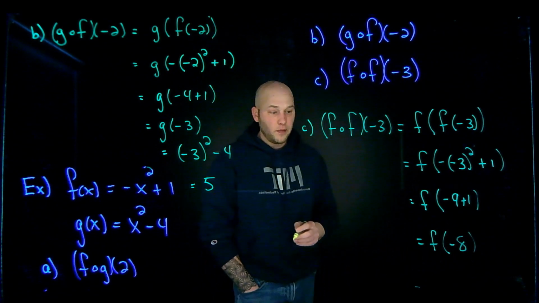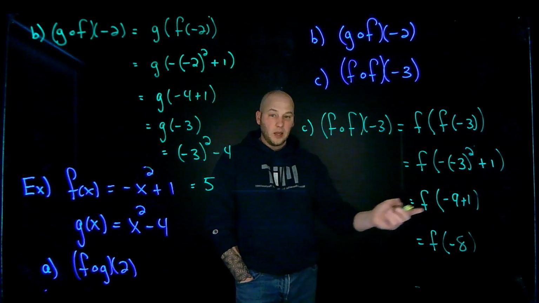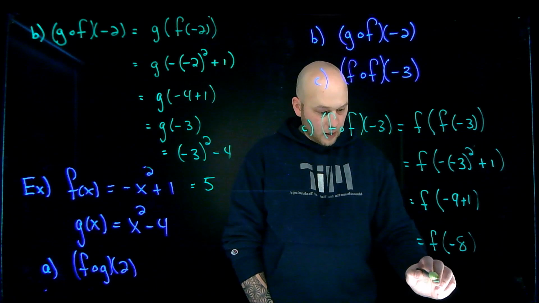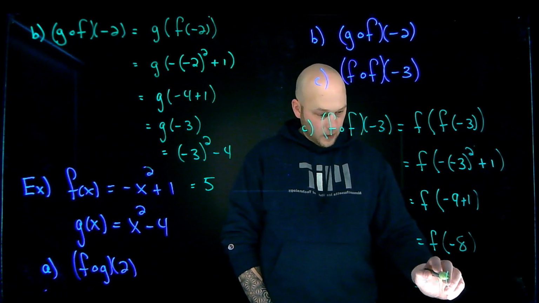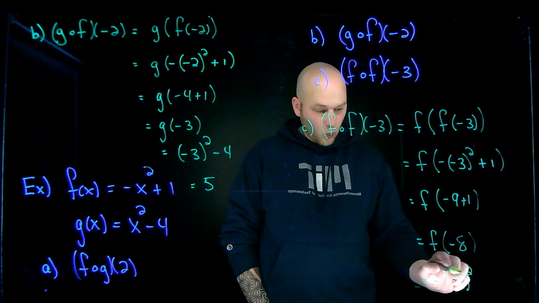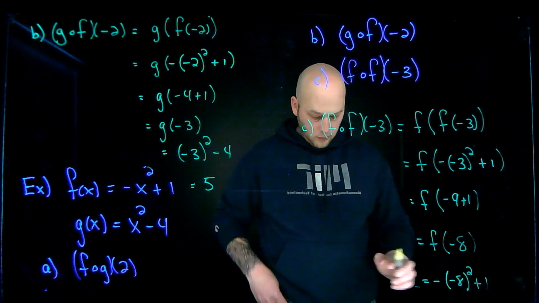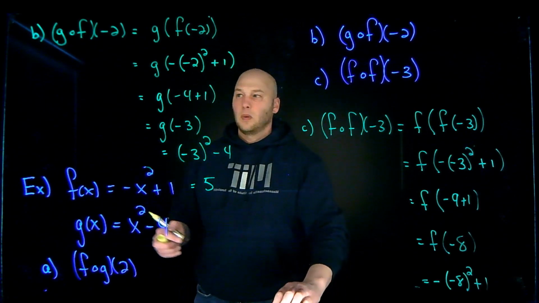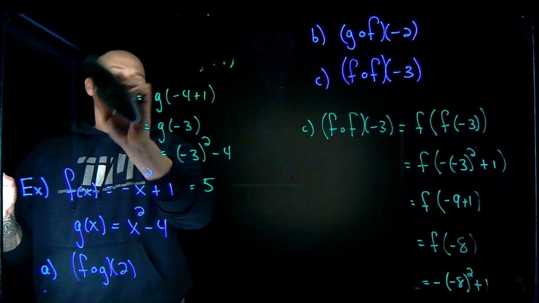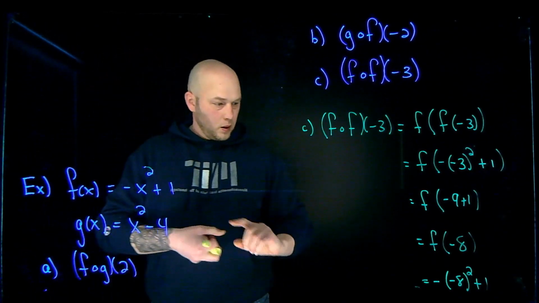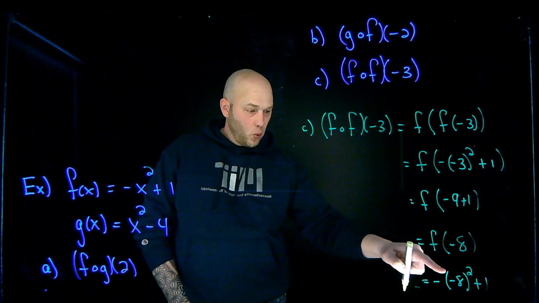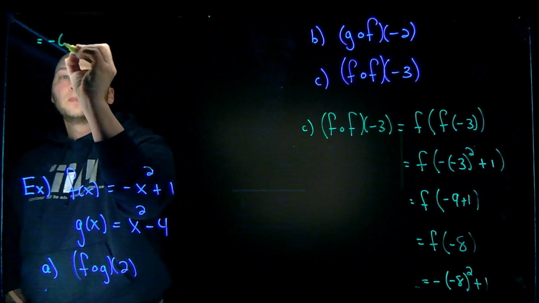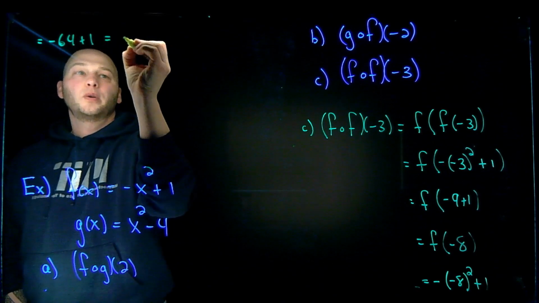Now I'm going to take the value negative 8 and plug it into the function f. Well, what does that give me? That would give me negative 8 squared and then plus 1. Okay, so I'm going to clean this up. Negative 8 squared would be 64 with a negative in front, so negative 64 plus 1, which would give me negative 63. Okay.